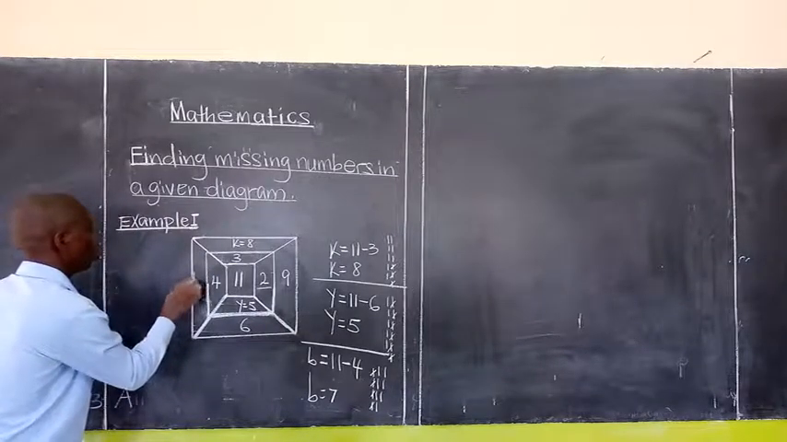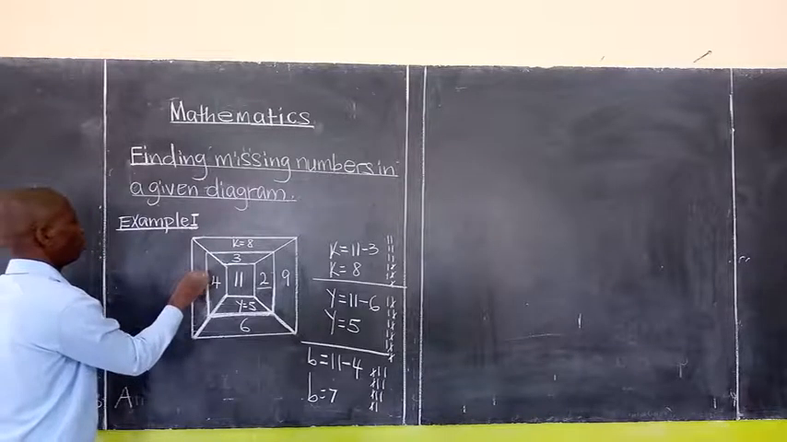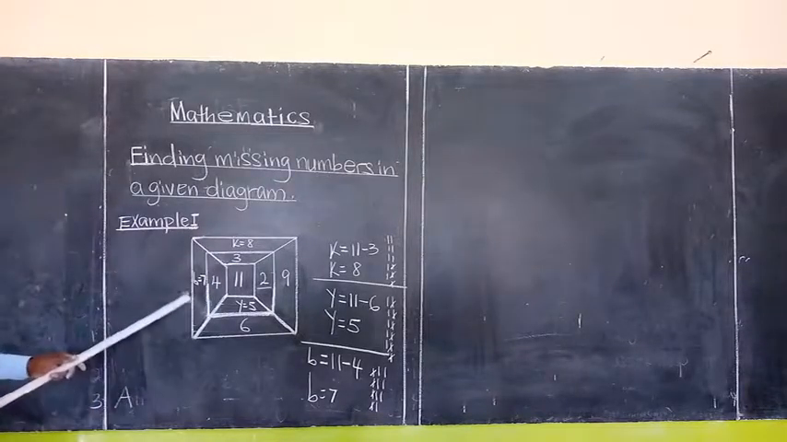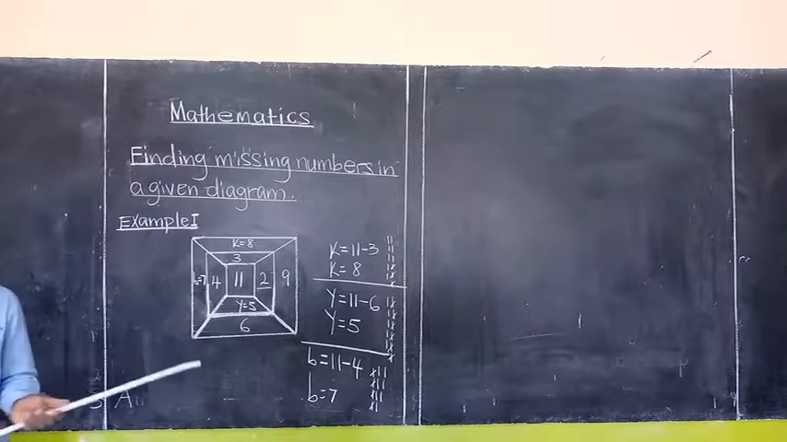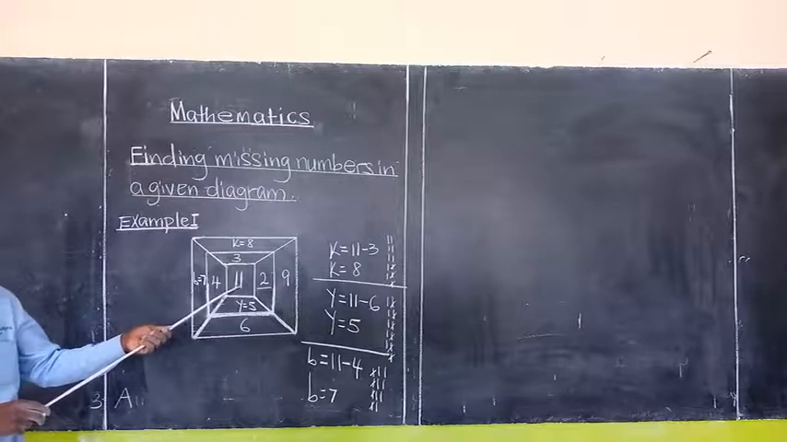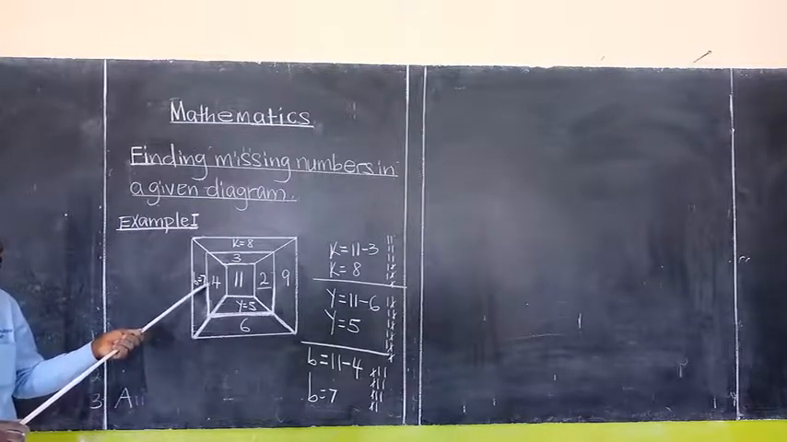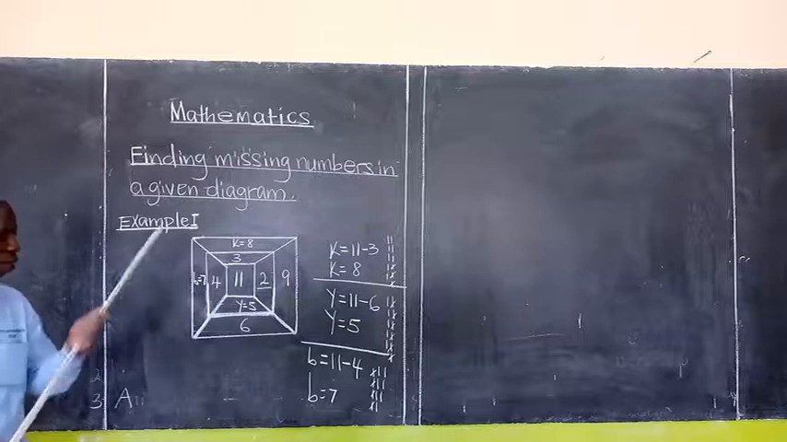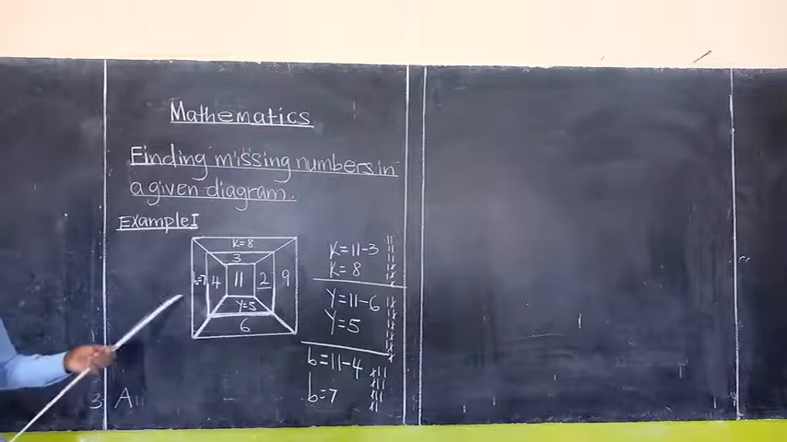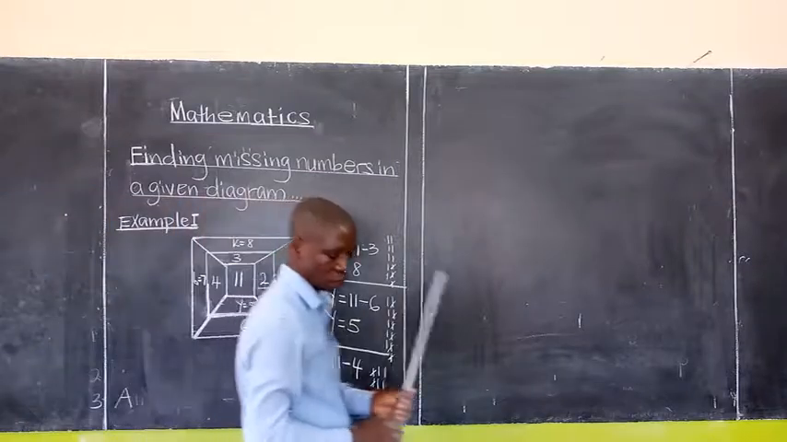So B equals 7. The value of B is what? 7. So once you add 7 plus 4, the end result is 11. The answer is what? 11. 7 plus 4, you get 11. I think that is it. That is our example 1.